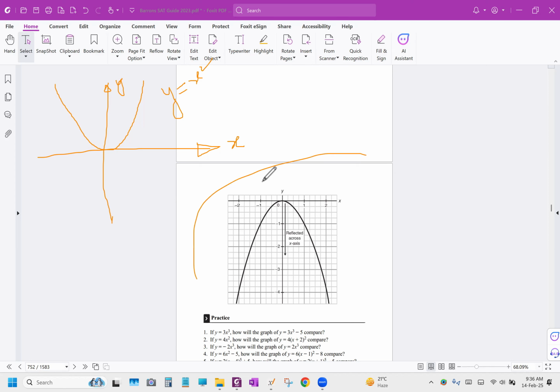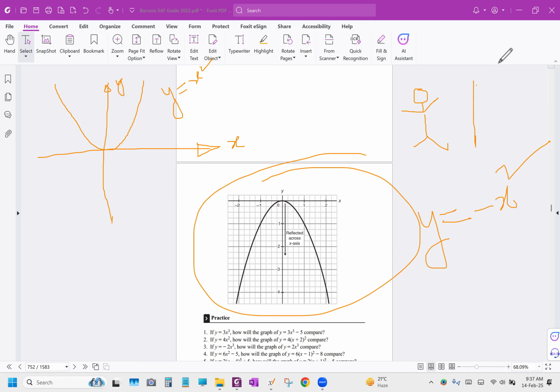And this graph is the graph of y equals negative x squared. It is called reflection. Whenever you are looking at a mirror, for example, you will get a reflection here too. And this is the axis of the reflection.